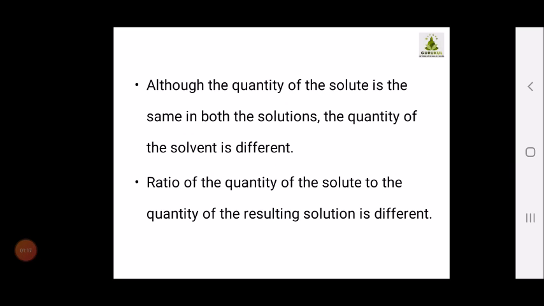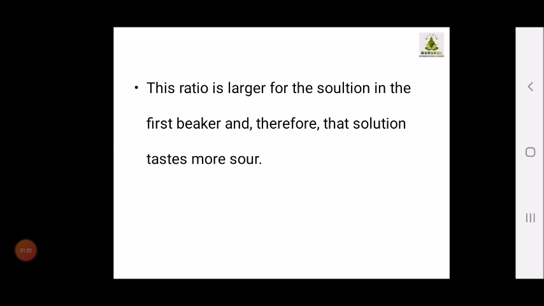Although the quantity of the solute is the same in both the solutions, the quantity of solvent is different. Students, the ratio of the quantity of solute to the quantity of the resulting solution is different, and due to this the ratio is larger for the solution in the first beaker, and therefore that solution tastes more sour.